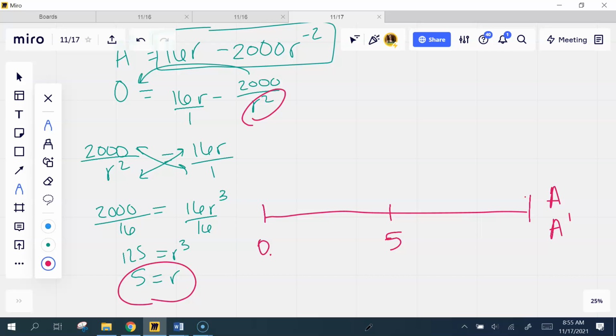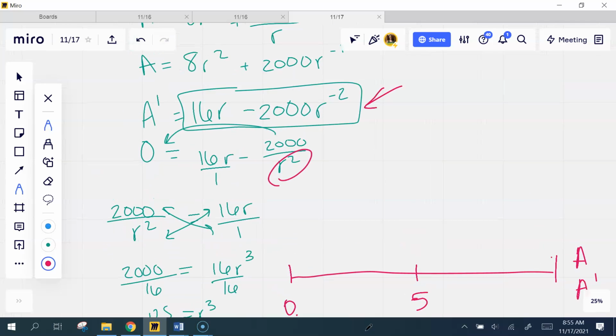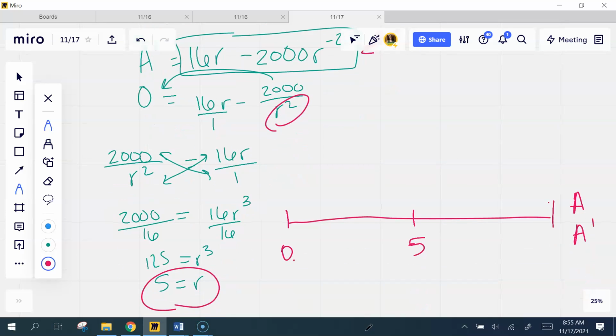Okay, so between 0 and 5 is the derivative of area. Now remember, this is the derivative of area. Again, you have your calculator. Let it work for you. Between 0 and 5, in other words, if I plugged in 1 right here, positive or negative? Beyond 5, if I plug in, say, 6, should be positive because 16 times 6 is pretty big, and then 2,000 divided by 36.